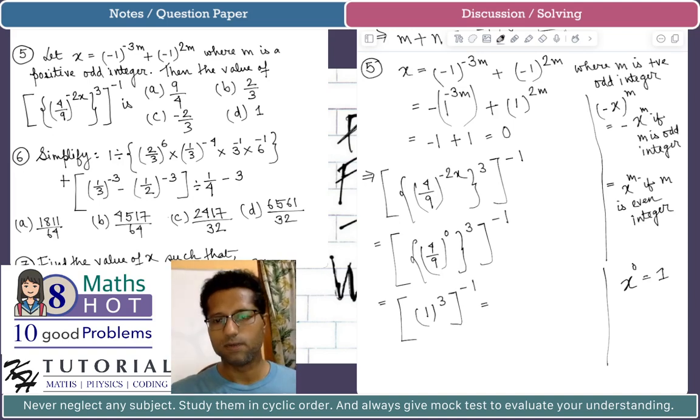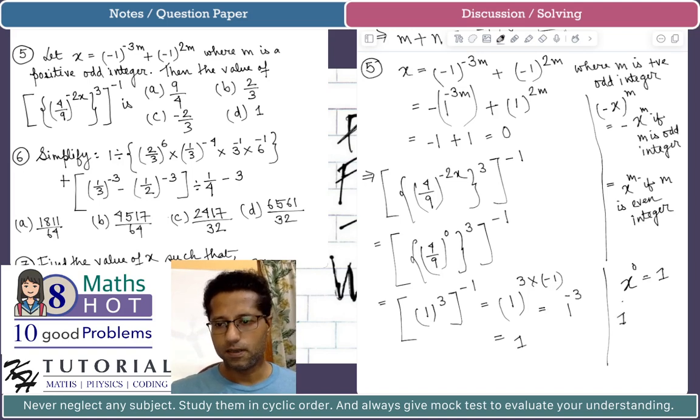Now if we multiply the two layers of powers, this becomes 1 raised to the power 3 multiplied by minus 1. This is 1 raised to the power minus 3, and we know that 1 raised to any integer power is always equal to 1. So the result is 1 and the answer is choice D.